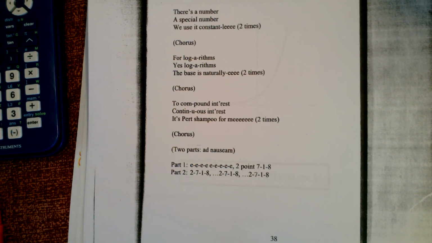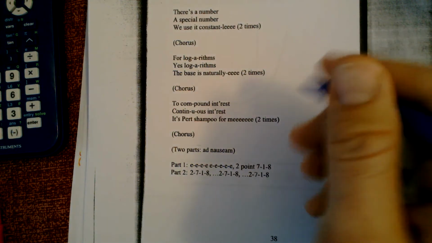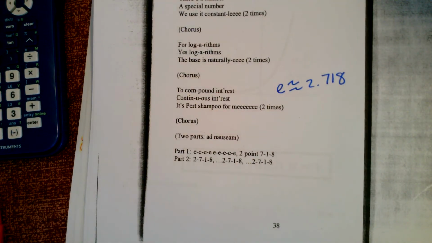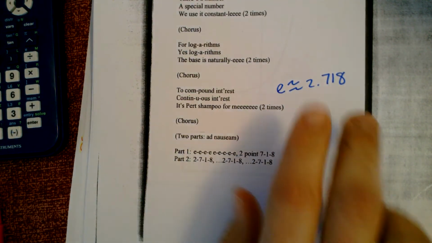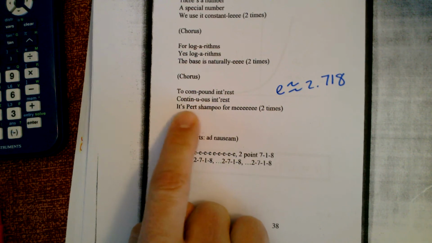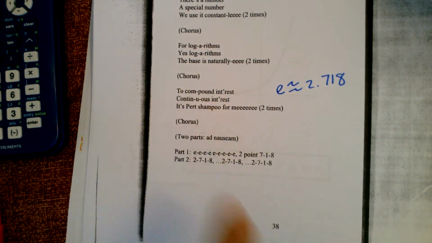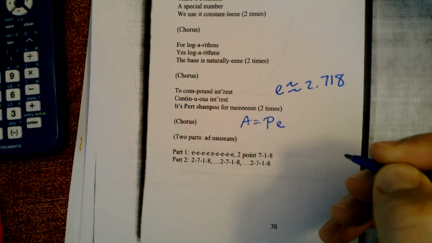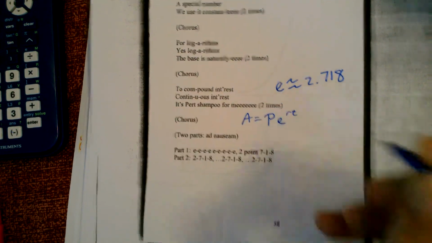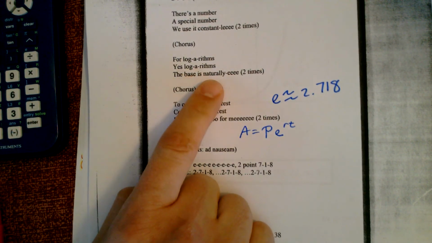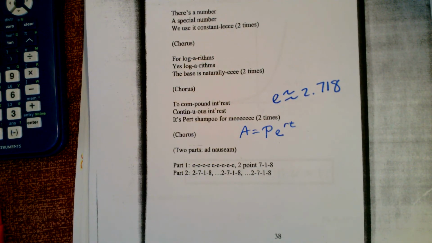All right, ladies and gentlemen, I just made people leave. Look at that. They had to shut that off. Ladies and gentlemen, we're talking about the number e, which is 2.718. It's an approximation. It's a number that we use a ton for compound interest and continuous interest. This PERT shampoo is our continuous interest formula where A equals principal times the number e raised to the rt power, rate times time. For logarithms, the base is naturally e. When we're talking about natural logs, those bases are e.